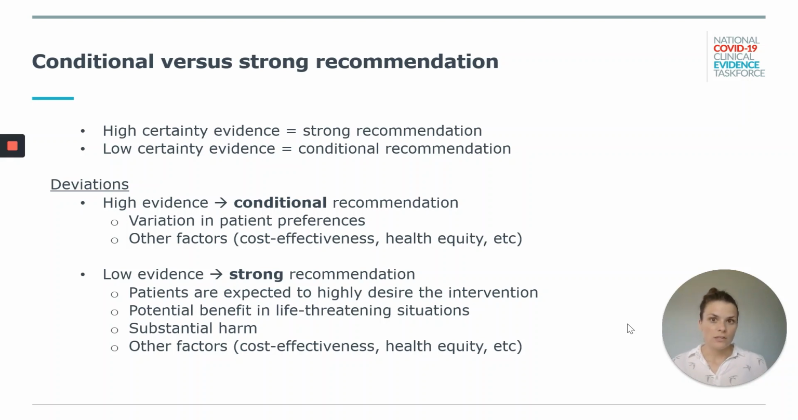Then the conditional versus the strong recommendations. Well, normally there would be high certainty evidence. This would potentially lead to a strong recommendation. And if we have low certainty, well, then this would indicate that we would give a conditional recommendation. However, there are deviations to this. We may have high level evidence, however, still we may end up giving a conditional recommendation. And this, for instance, could be if there are any variations in patient preferences or other factors.